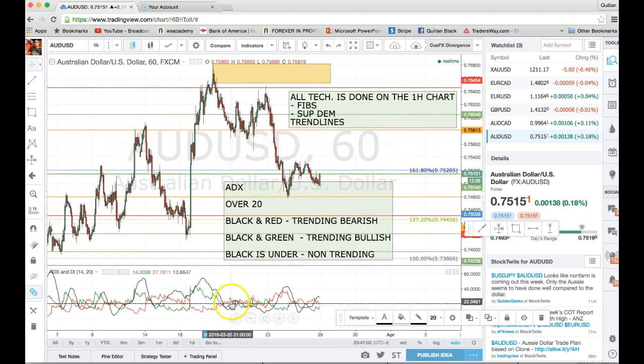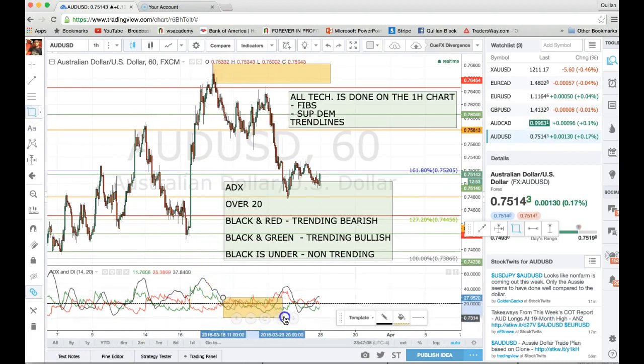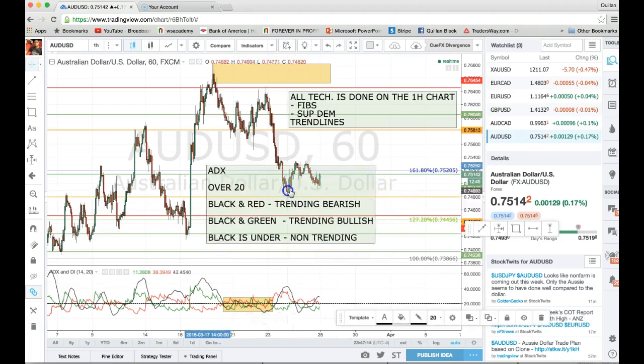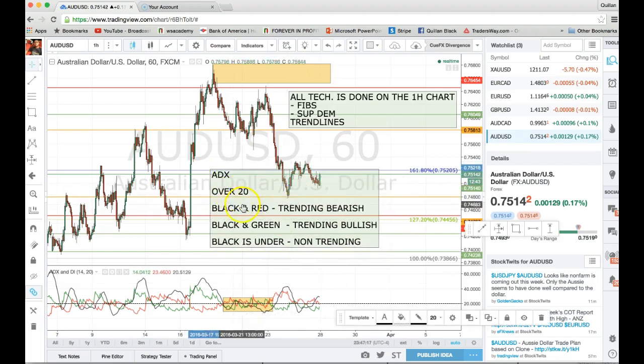You could say it looks just like this. This right here is when a market is very choppy. It's not really going anywhere. In this kind of market you wouldn't want to trade too much, honestly, unless you know what you're doing. Okay. So keep this in mind. ADX over 20, black and red, it's a trending bearish market. Black and green over 20 is a trending bullish market. Black under means non-trending overall.